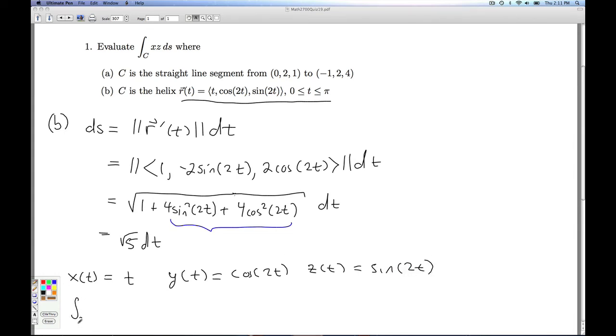So now I'm going to take this line integral and convert it into one variable. So I'm integrating over the curve C. I'm going to change everything as functions of t. The function of t here runs, it says, from 0 to pi.